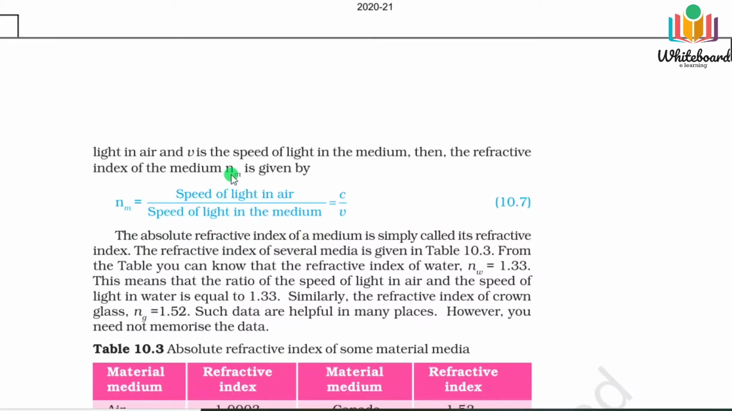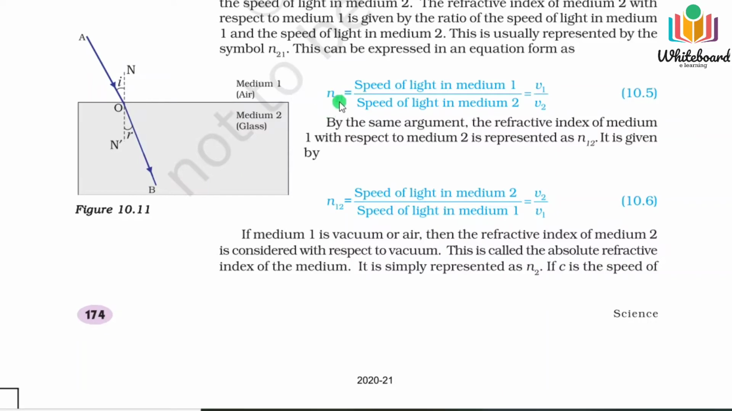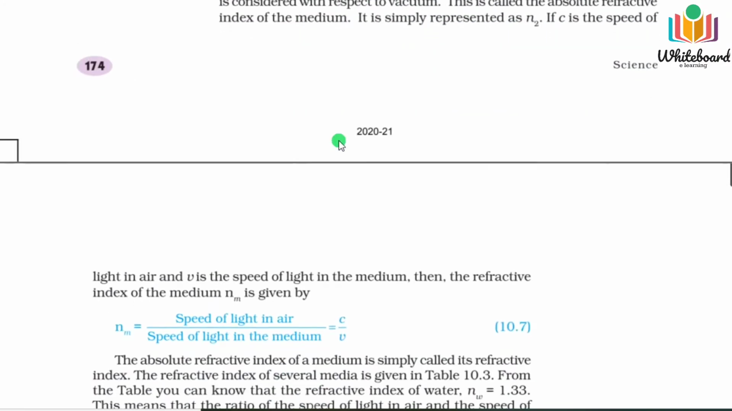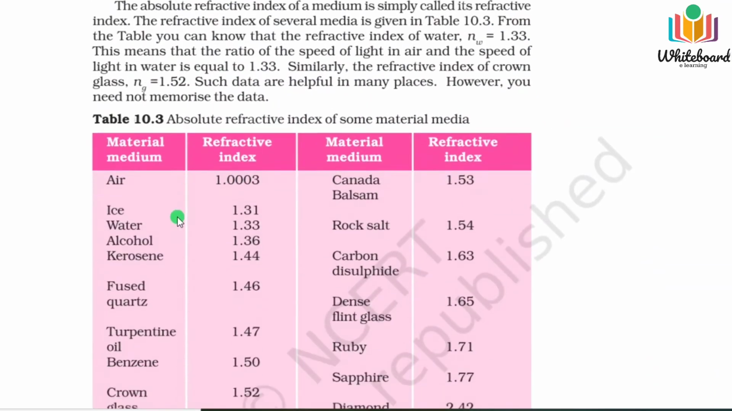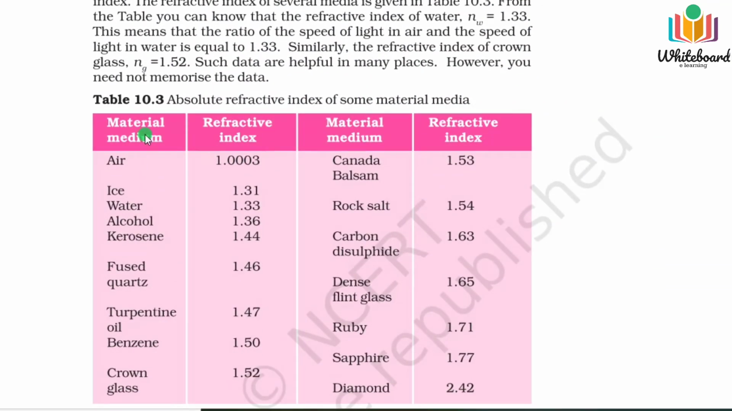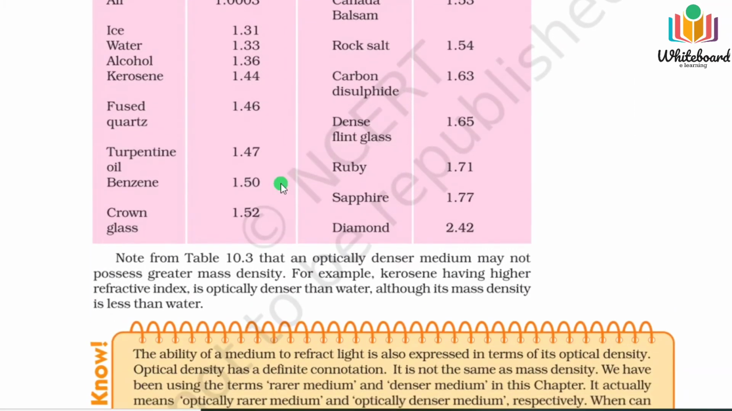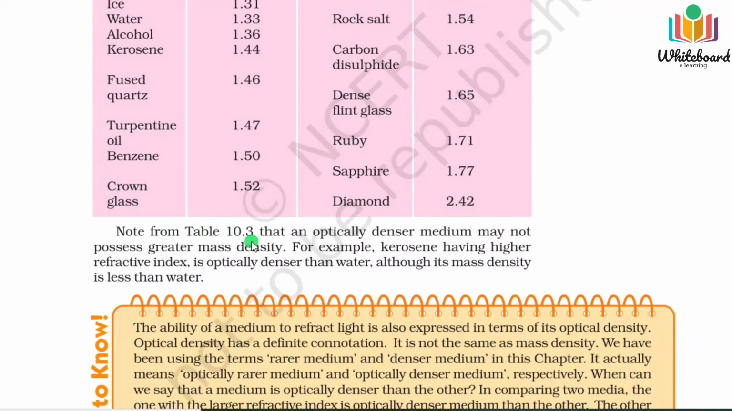You can see, if you compare any two media, if you write the refractive index of one medium with respect to another medium, and neither is air, this will always be the relative refractive index. But if one medium is air, then it will be the absolute refractive index. You can see here, some typical data are given. These are the materials, and the refractive index is given here. If you don't want to remember these things, note from table 10.3 that an optically denser medium may not possess greater mass density. For example, kerosene, having a higher refractive index, is optically denser than water.